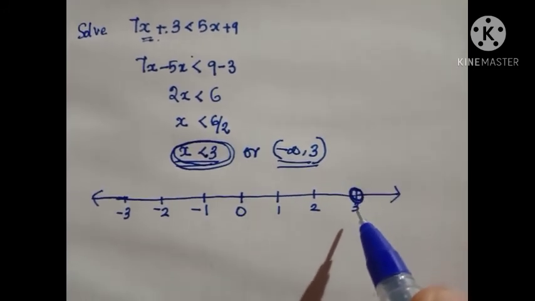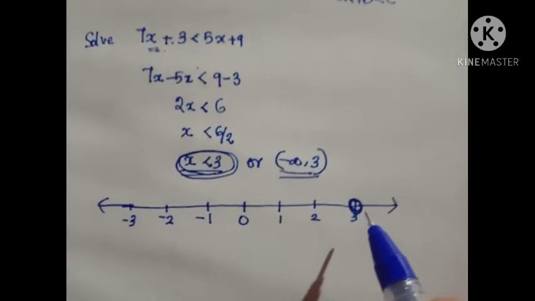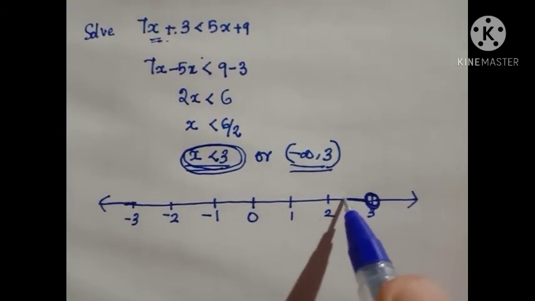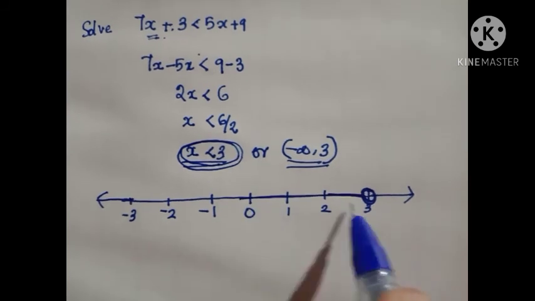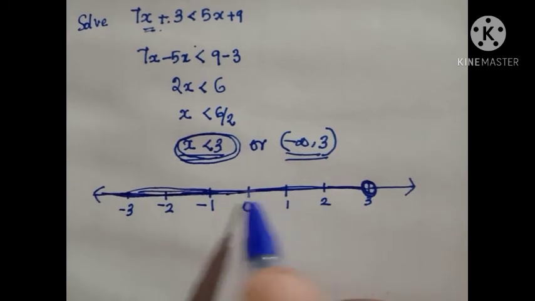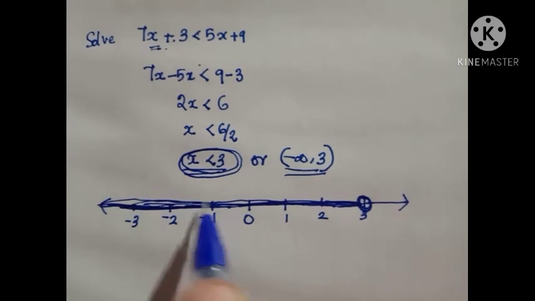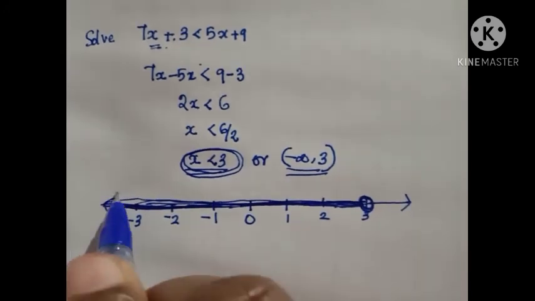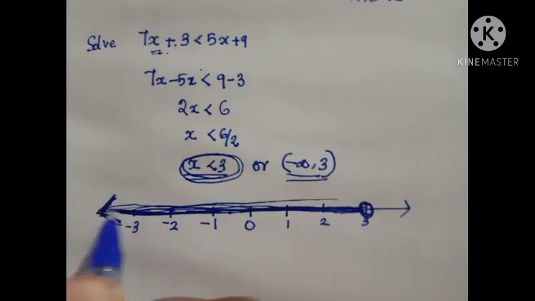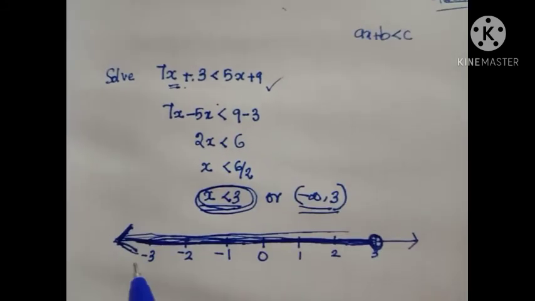We can't take this 3. So at this point 3, make an open circle. This open circle indicates we can't consider 3, but all other values less than 3. So darken this line. All other values less than 3 are our solution. So this is the graphical representation of x is less than 3. This darkened line indicates these are the solutions of the given linear inequality.